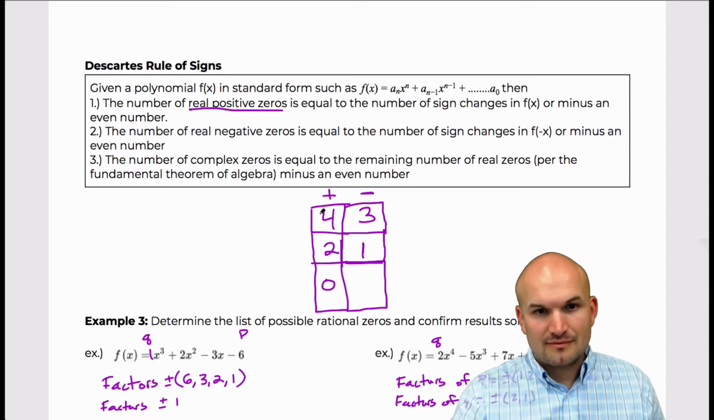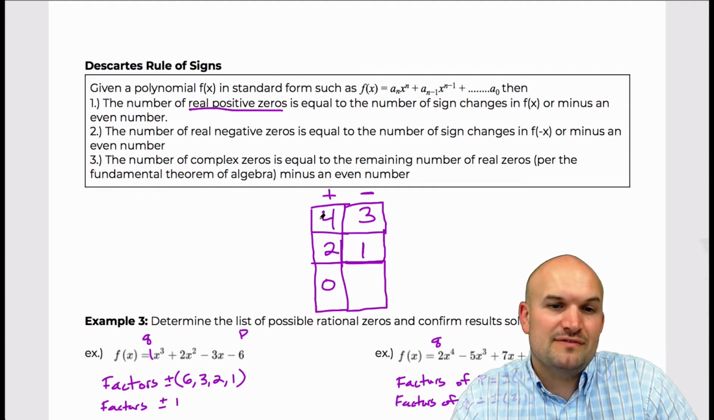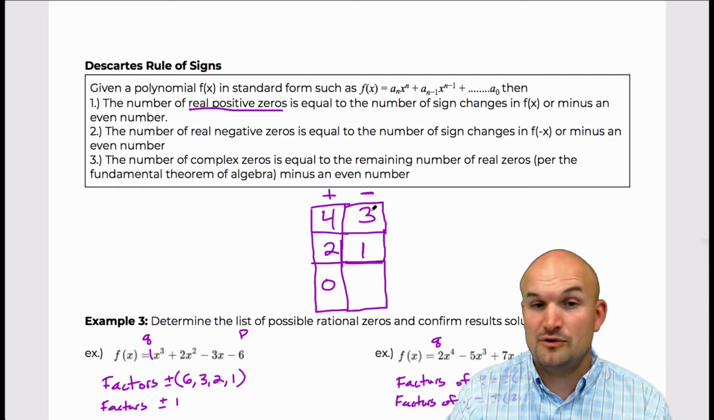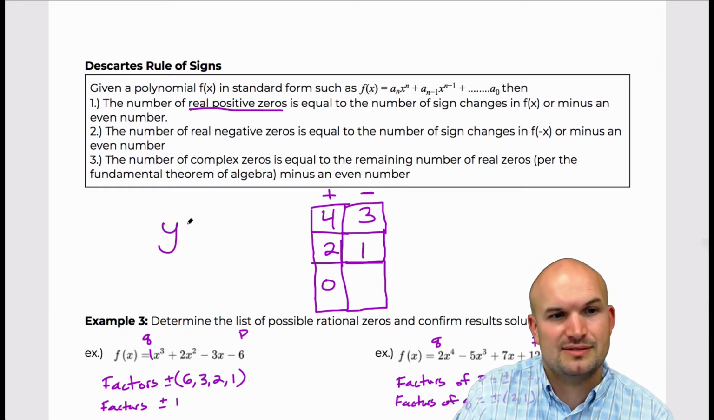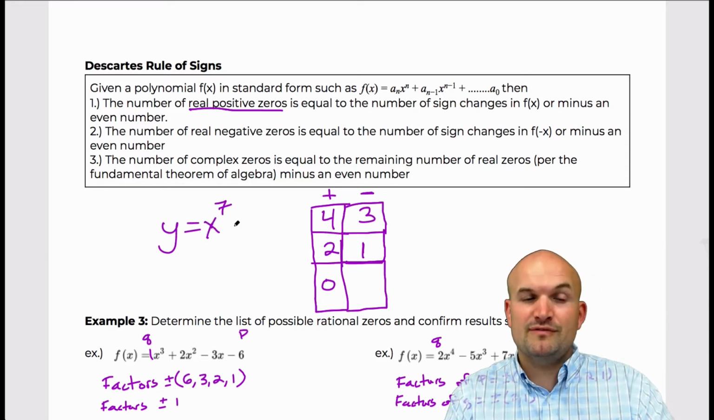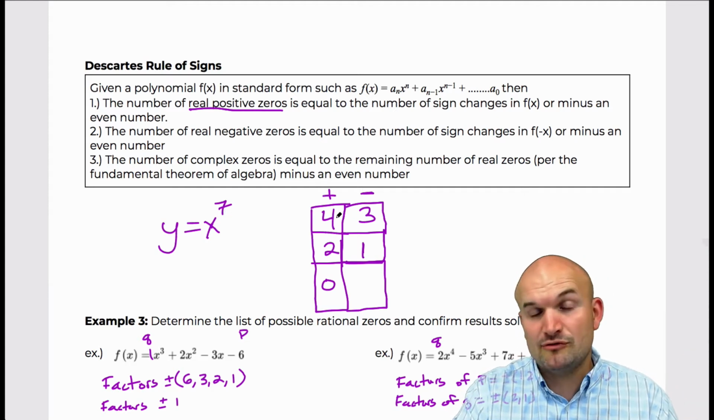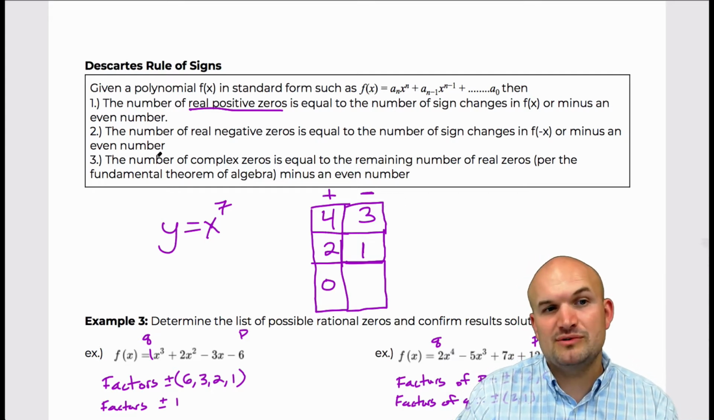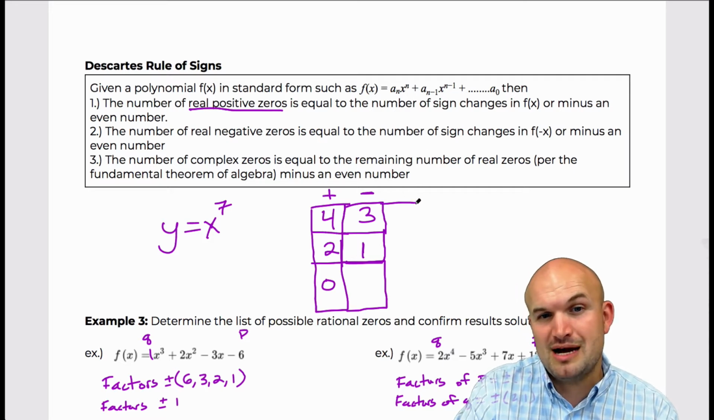In this case, it is possible to have 4 positive zeros and 3 negative zeros. I didn't go through this, but let's say your equation has x to the 7th as its degree. By the fundamental theorem of algebra, we know there are going to be 7 zeros. So all 4 of them could be positive real, and then you could have 3 negative real. Then we can deduce the number of imaginary or complex zeros.